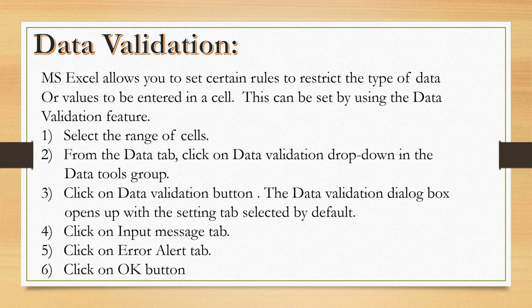So let us see how we can apply the data validation feature. First select the range of cells, that is a group of cells, for which you want to apply the data validation. Next you have to click on the data tab.